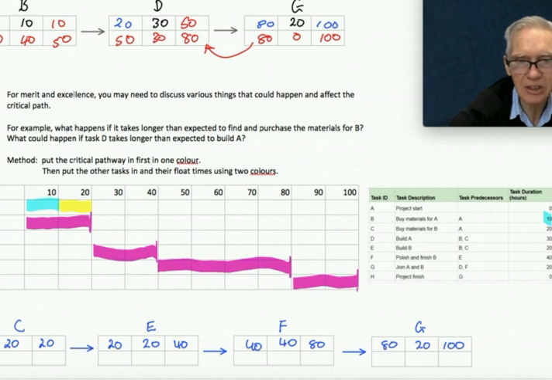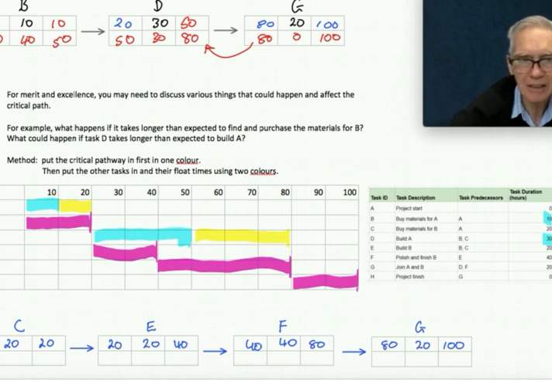The other blank one is D. So where does D start? So D has 30 minutes. So D will take us 10, 20, 30 minutes. But you could have it going all the way up to there. So you've got a spare 30 minutes there. So those are your float times that are put in.